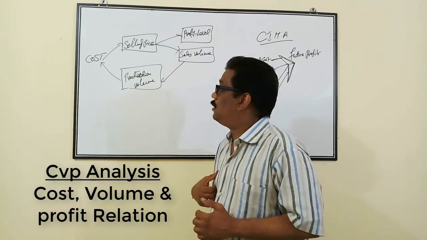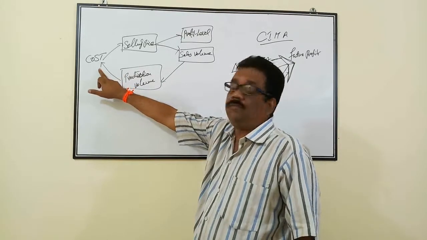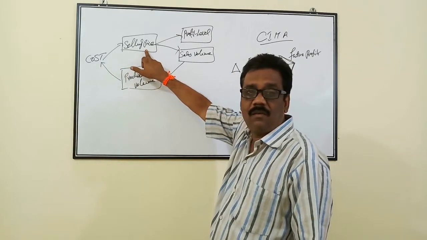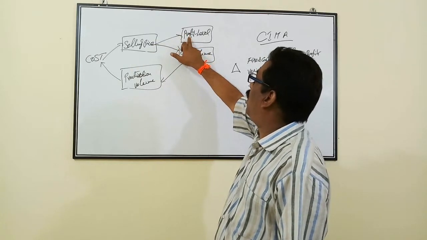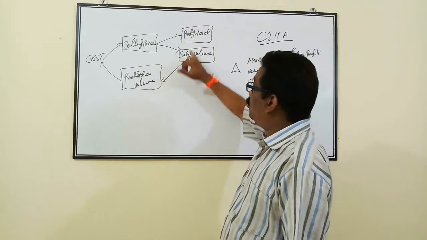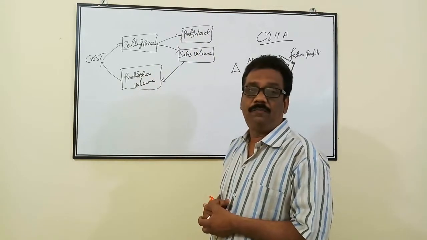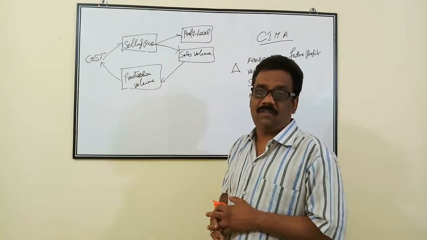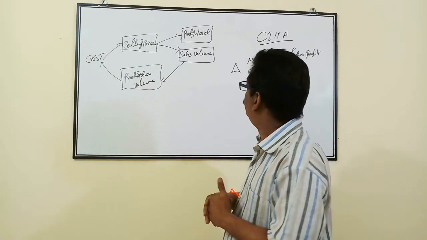Here, in fact, the cost of production determines the selling price. The selling price in turn determines the profit level as well as the sales volume. The sales volume in turn has an impact on production volume, and the production volume again influences the cost. It is an intertwined relationship.